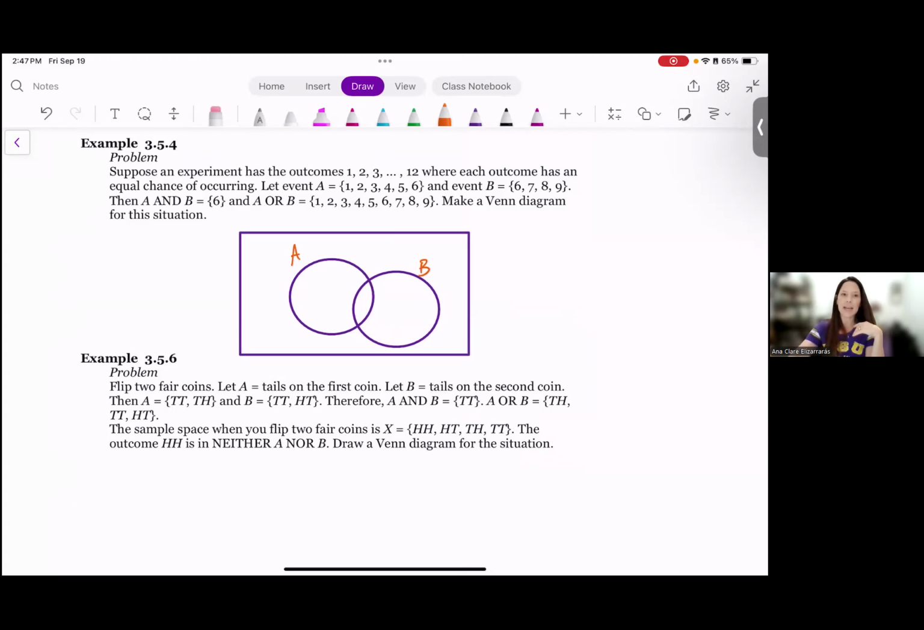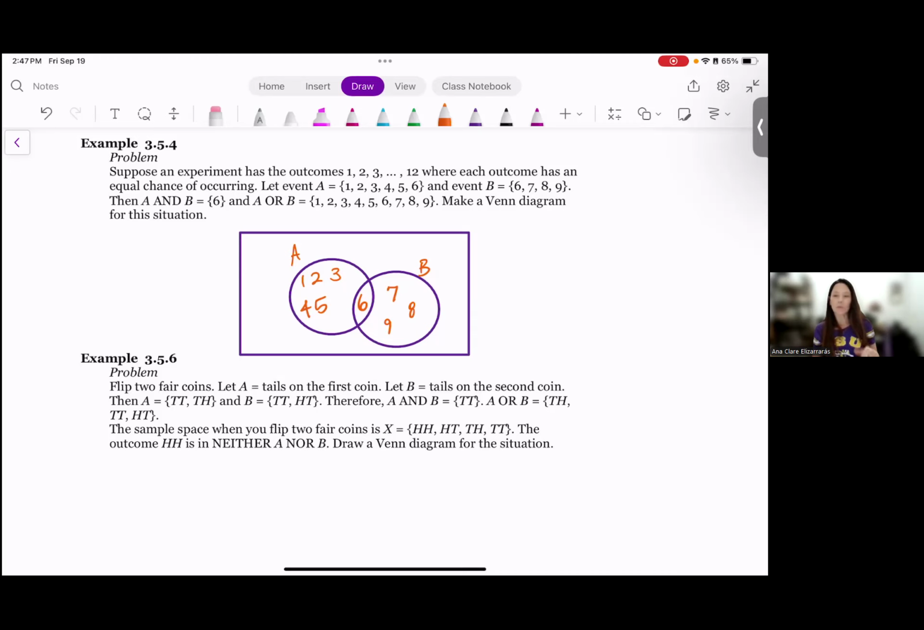Now, A and B is the intersection where they come together. That's the number 6. That goes in the middle. Everything that's in A that's not shared with B then goes in the circle on the left. That's the numbers 1, 2, 3, 4, and 5. Everything that's in B that's not in A is written in the circle of B. That's not in the intersection. So I have 7, 8, and 9.